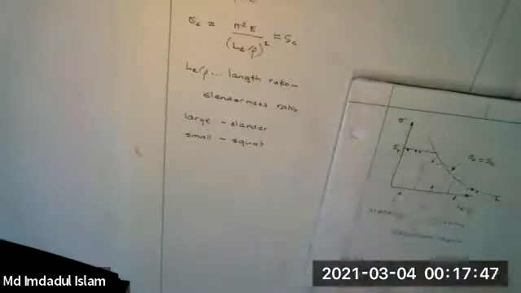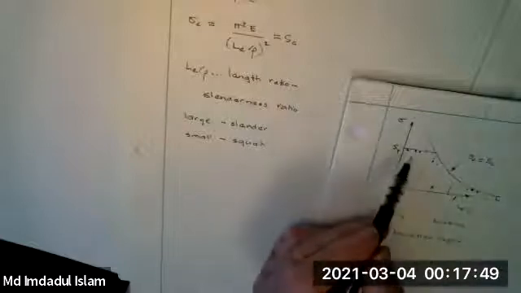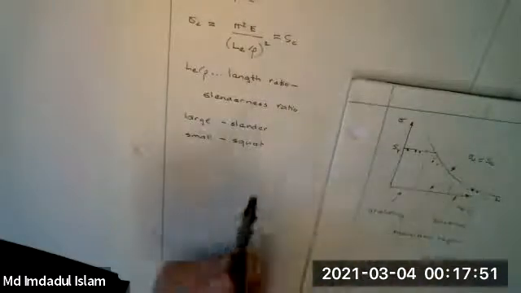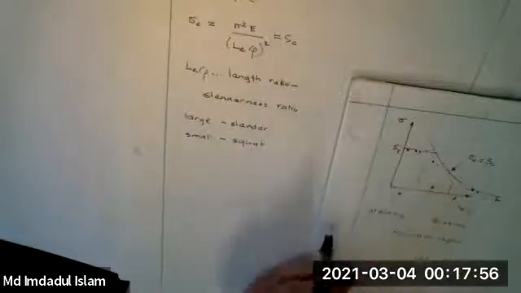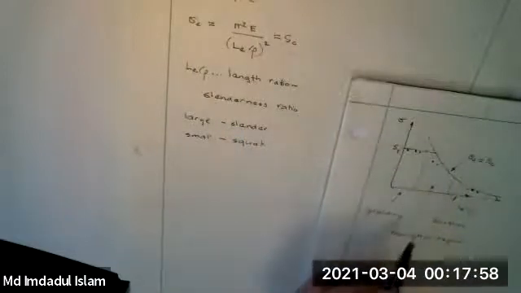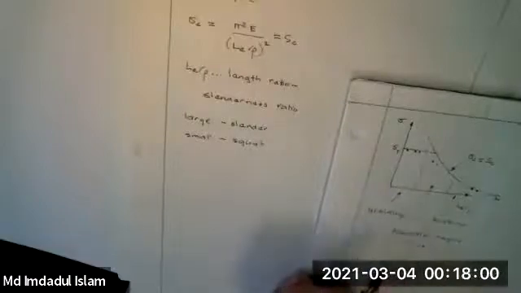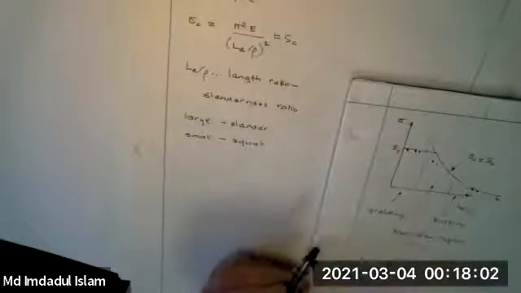When we start to design these columns, then we need to beat this, we need to beat this. So if we calculate our slenderness ratio, we can tell where we are on here and figure out how to do the design. And we'll have some problems that do that. All right, are there any questions on that?